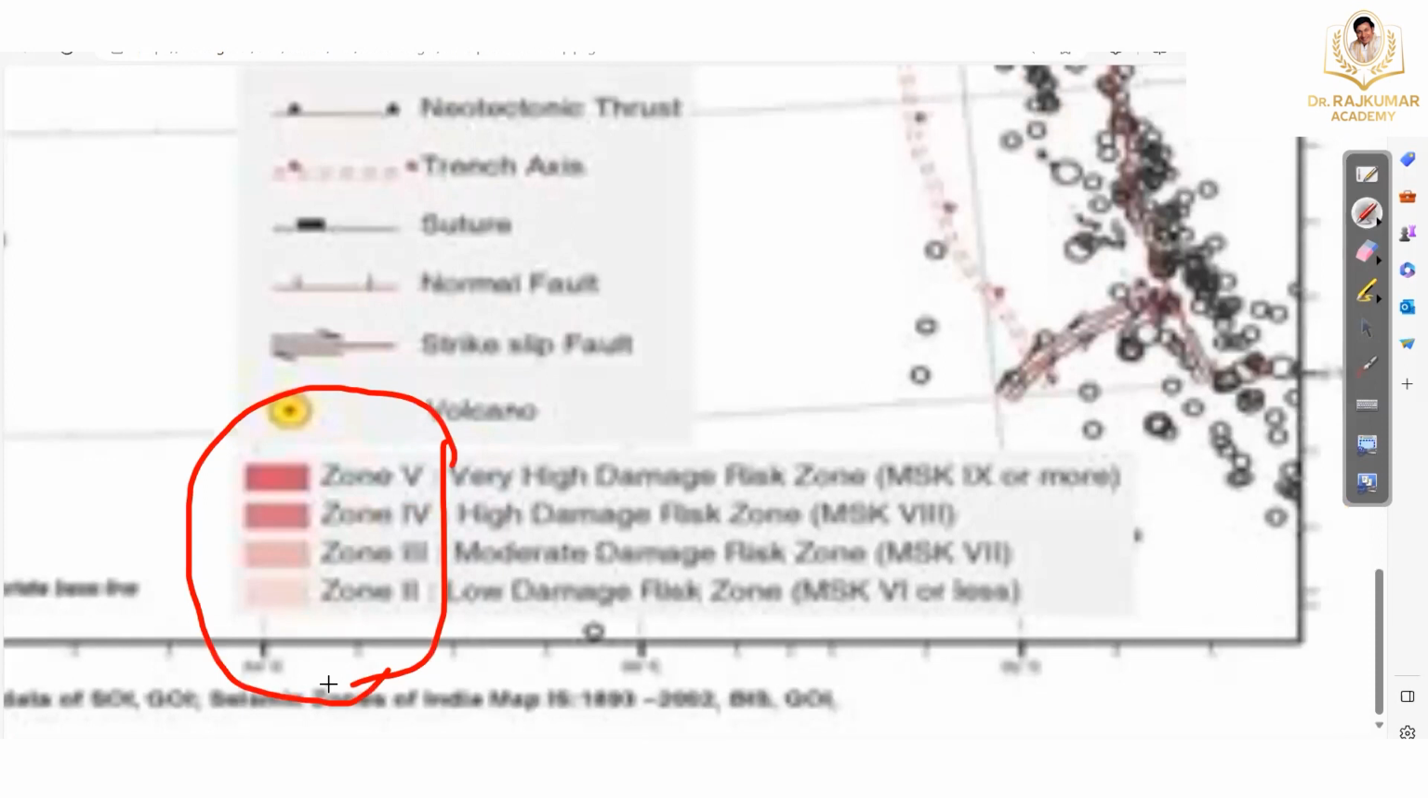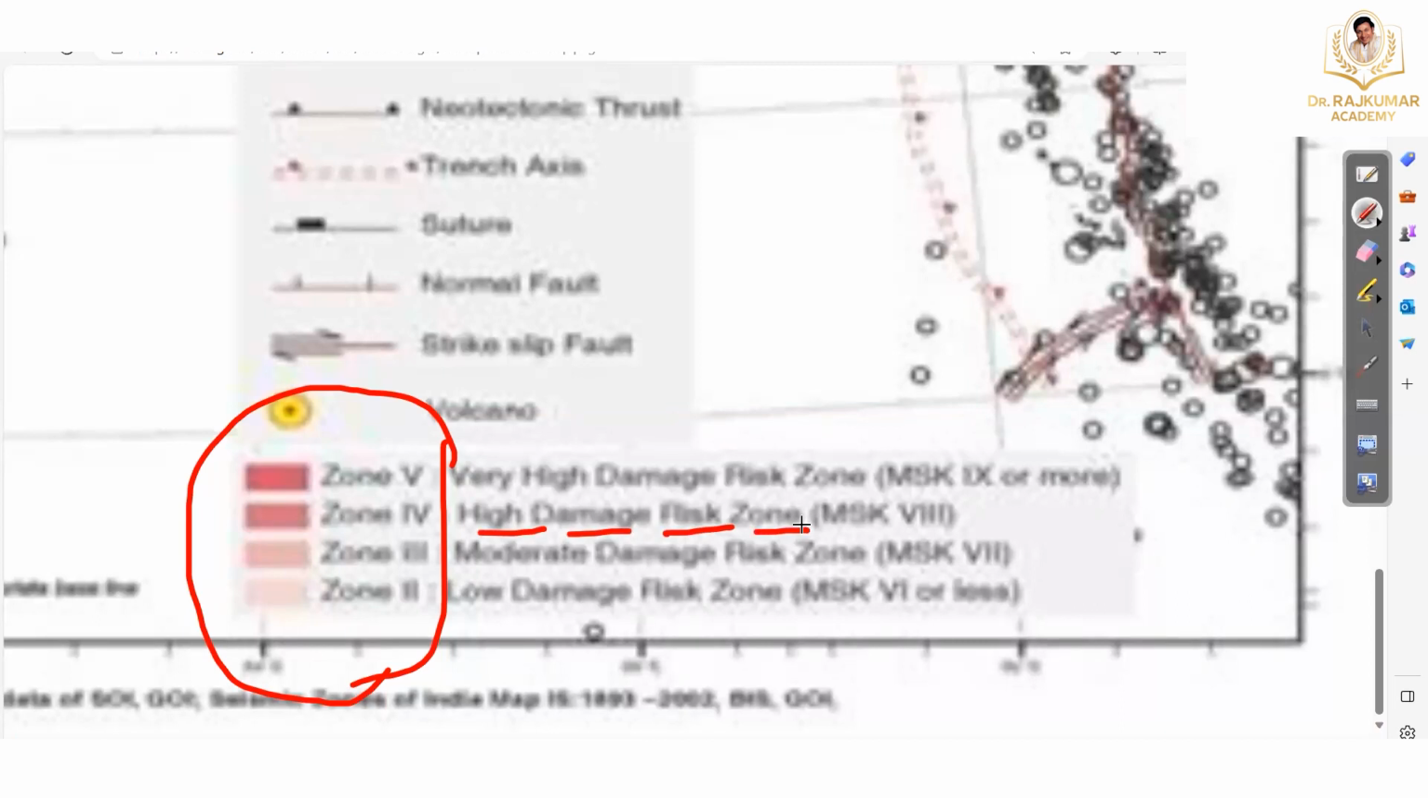Roman numeral 5, you can write it. According to NDMA, that is nothing but zone 5. See, though it is not clear, I'm just taking the image from the primary source itself, right? What you have is only 4 zones given. Zone 5, zone 4, zone 3, and zone 2 is given, right? What is zone 5? Very high damage risk zone. In your atlas itself, you find very high damage risk. Zone 4, in your atlas, is given as high damage risk zone. In your atlas, you'll be finding this word, high damage risk. Okay.